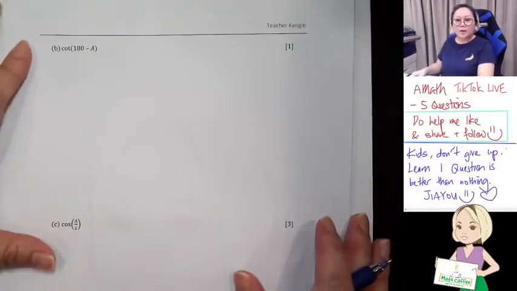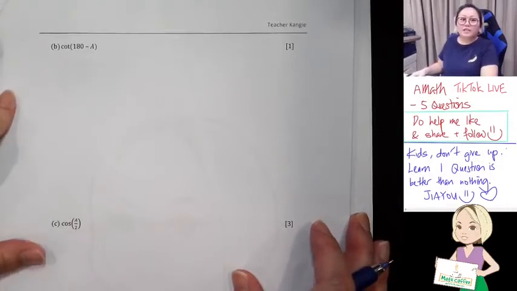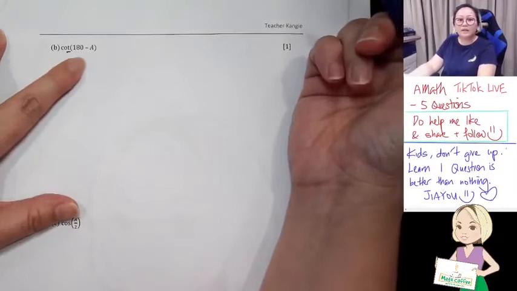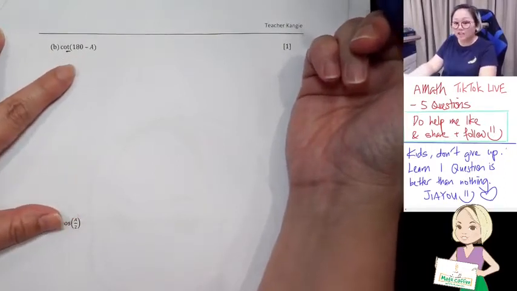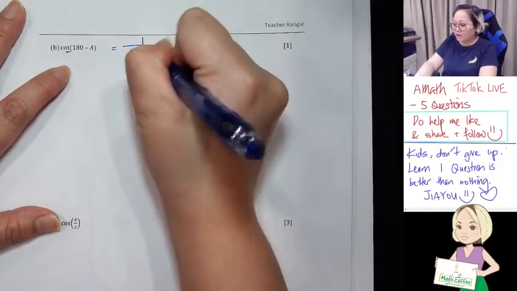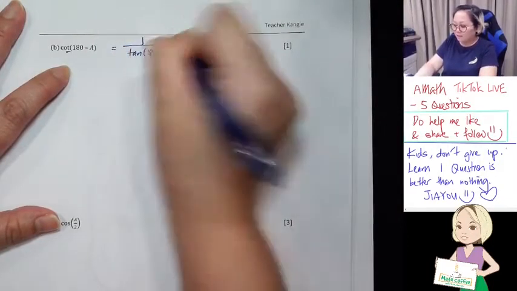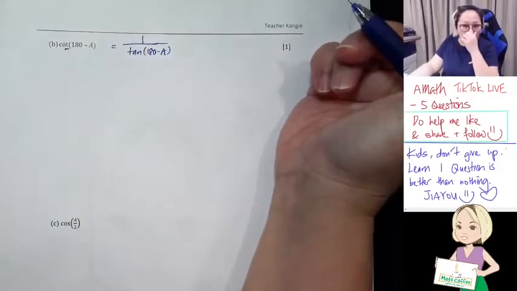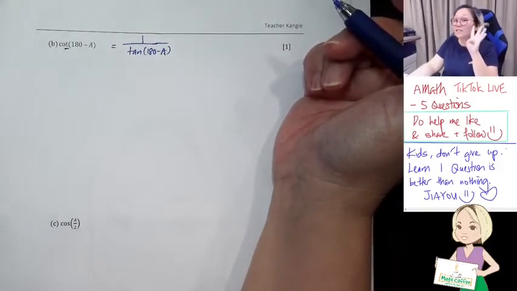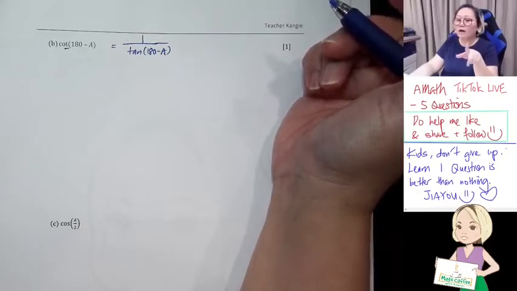Okay, this one. Cotangent 180 minus A. First, look at the third letter. Third letter is a T, so we know it's tangent. So this one means it's 1 over tangent 180 minus A. Take note, 180 minus A is not necessarily in the second quadrant. A lot of students got it wrong.